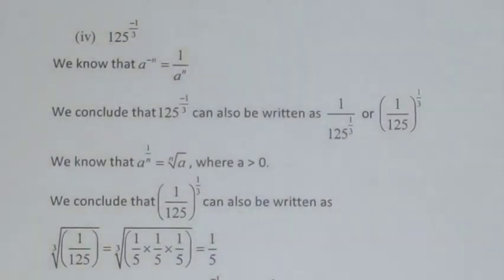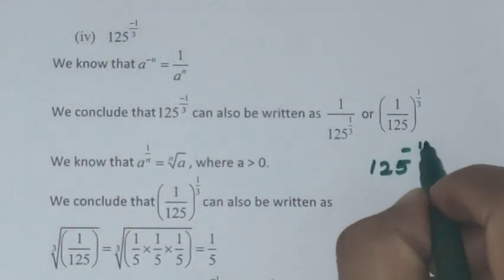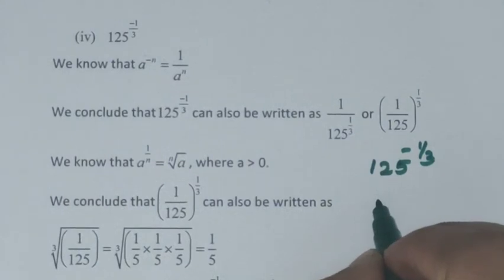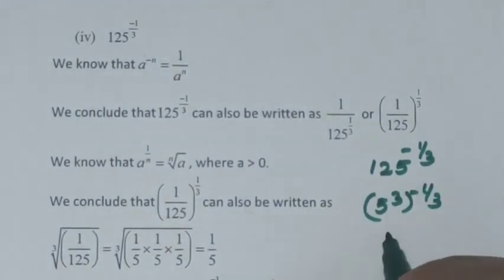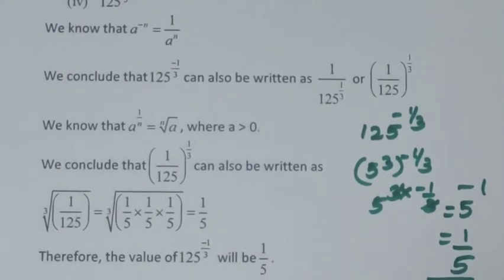The other way we can do it: 125 raised to minus 1 by 3 is equal to 5 cubed raised to minus 1 by 3. So 5 raised to 3 into minus 1 by 3. The 3 will get cancelled. So it is equal to 5 raised to minus 1, which is equal to 1 by 5.